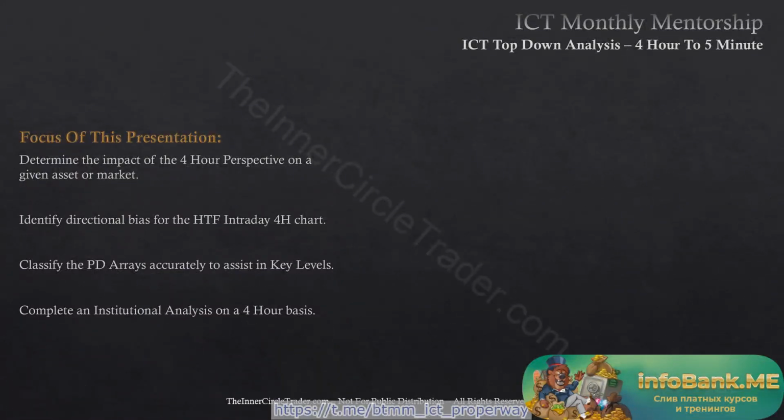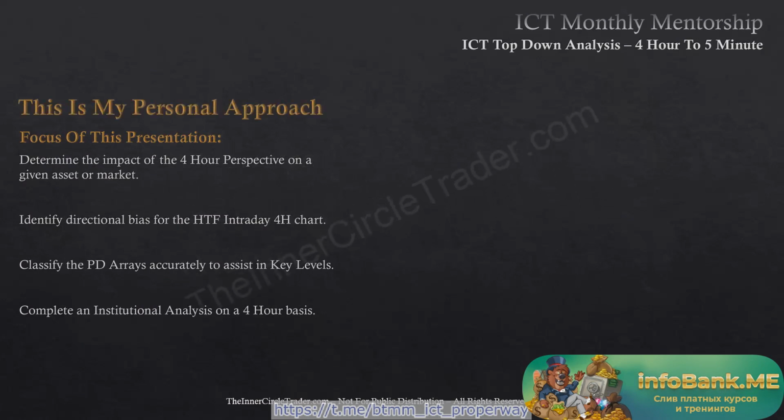Okay, let me preface it again by saying this is my personal approach. So everything that you've been taught, this is how I actually employ it from a 4-hour down to a 5-minute time frame. The focus of this presentation is to determine the impact of the 4-hour perspective on a given asset or market, identify directional bias for the higher time frame intraday 4-hour chart, classify the PD arrays accurately to assist in key levels, and complete an institutional analysis on a 4-hour basis.